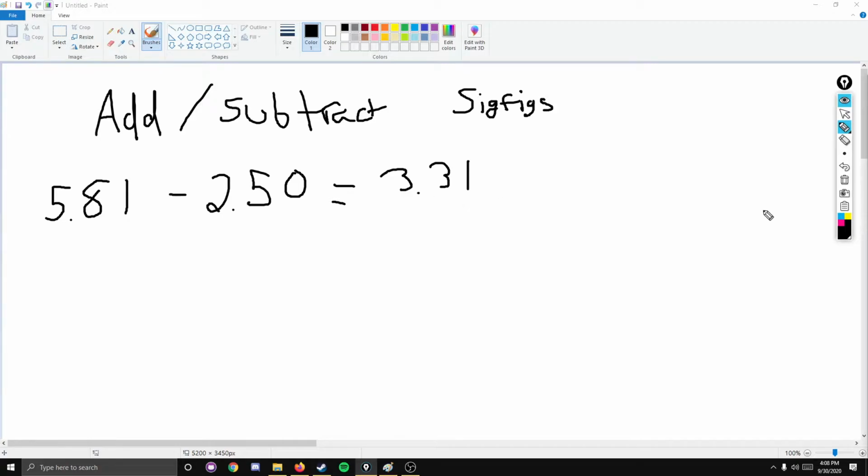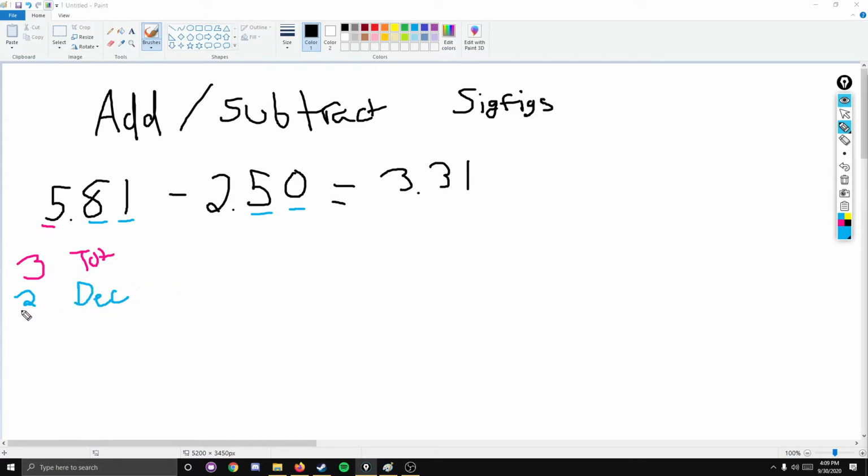But now there are other steps that we have to check. We have to check and make sure that we have the correct amount of sig figs. When dealing with addition and subtraction, you need to count the amount of sig figs in the decimal place. For 5.81, there are 2 significant digits in the decimal place. The same thing can be said for 2.50. There are 2 significant digits in the decimal place. While they might have 3 total, they both have 2 sig figs in their decimal place.